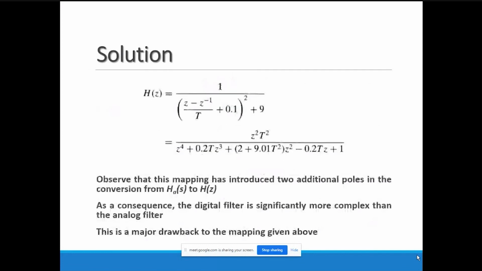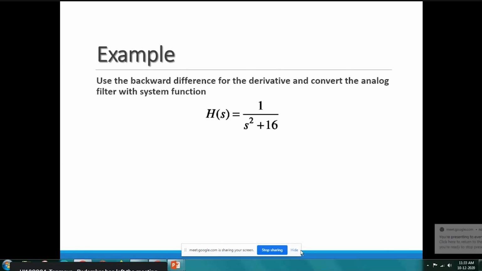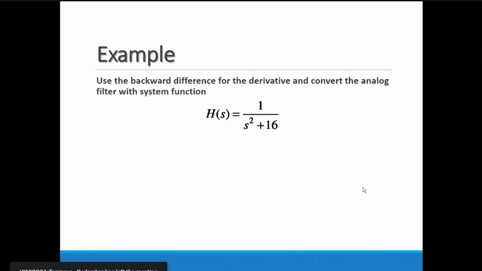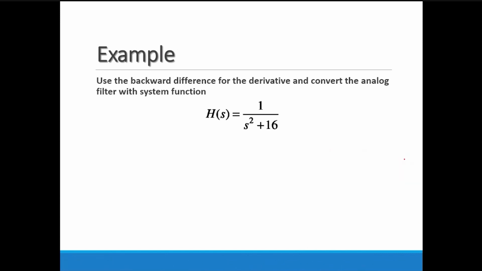We go for one more example for this approximate derivative method. So just please note down this example. Here use the backward difference for the derivative and convert the analog filter with system function. Here one analog filter is given to you, that is H(s) is equal to 1 upon s square plus 16. You have to convert that analog filter into digital filter with the help of approximate derivative method.